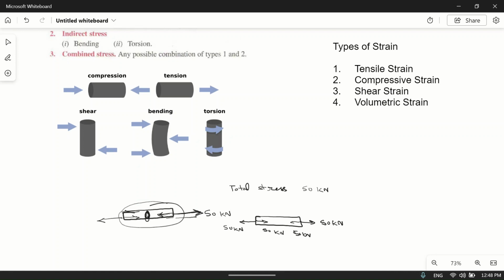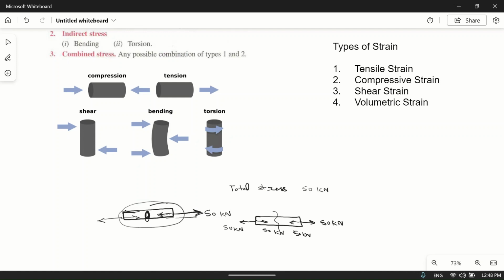Suppose this material is failing, being broken in between. Then it means that it is not able to offer the 50 kilonewton resistance. So the internal load will become less than 50 kilonewton. It will become equal to the ultimate stress of this material. So this is total stress, and the other is unit stress. So what is unit stress?